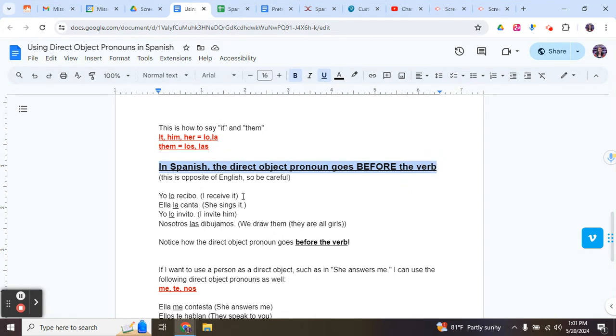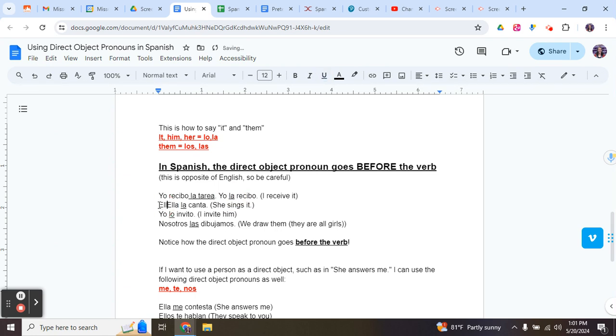So if I want to say I receive, yo recibo. Well, it was la tarea, wasn't it? So let's go with the example from above. Then we would say yo la recibo, right? Because the direct object is la tarea. That's what I'm receiving. And if I want to replace it with this pronoun, I have to choose the feminine and singular one as well.